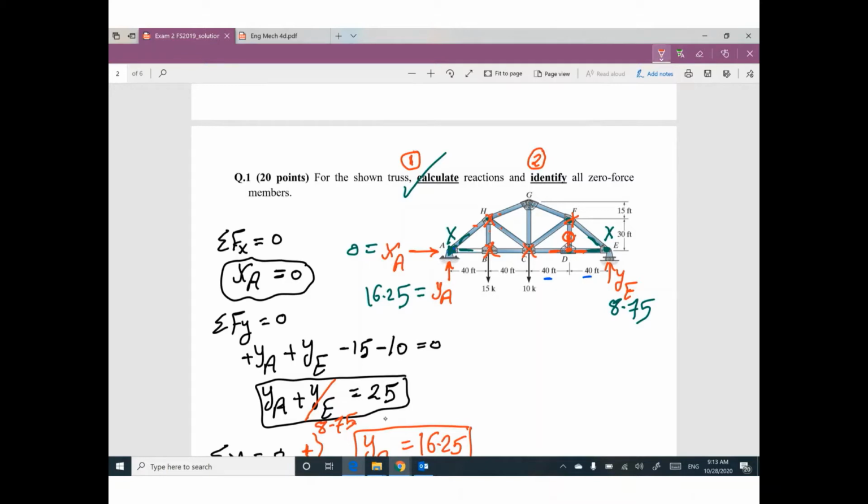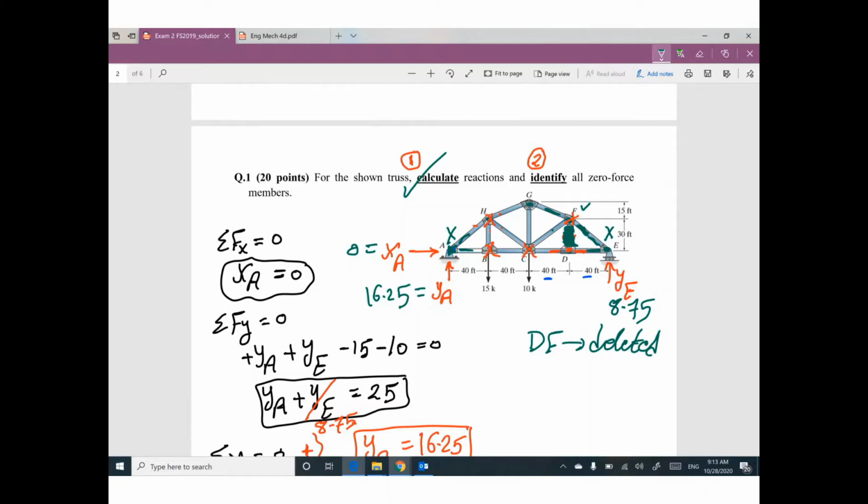Guys, if this member DF is deleted, so this member is not considered. Do you think joint F has 3 members right now? Yes. Do you think 2 of them are collinear? This member and this member are collinear on the same line? No. So forget it. At this joint, how many members do you have?